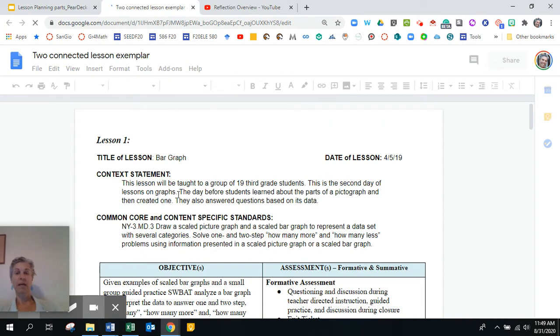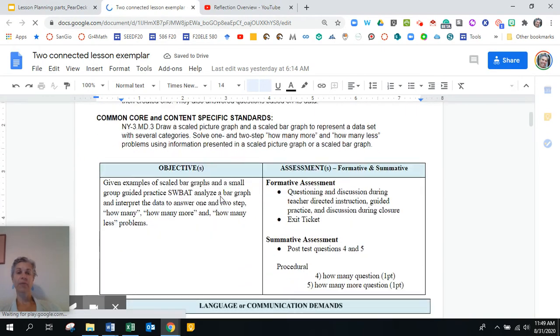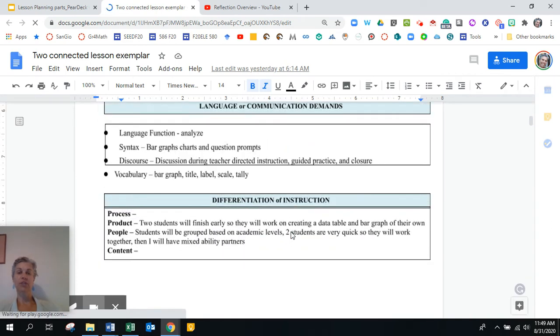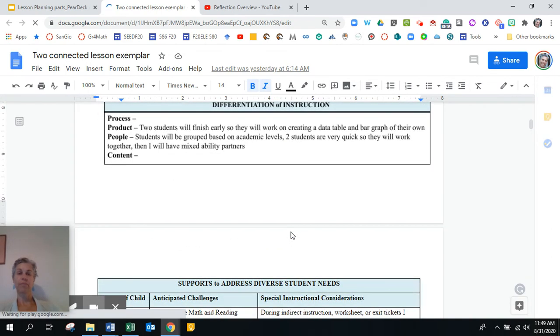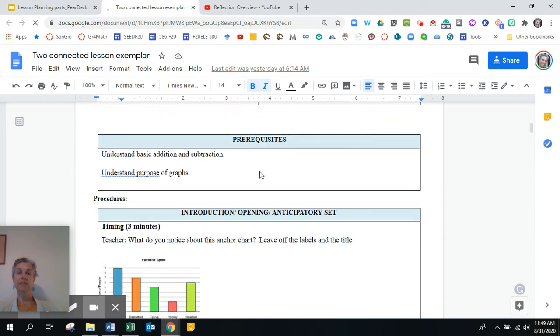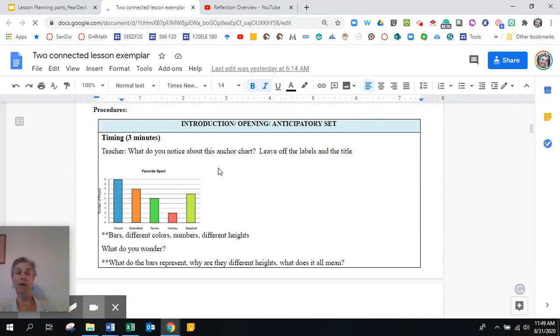So you can see a context statement is just sort of an overview about the different class that you're teaching. The exact learning standard will be there. And then here's the objective. And then right next to it is the formative and summative assessment and the different scoring that they're thinking about. Then you can see there's a language function section, differentiation. There's also a section you can have for any anticipated supports, prerequisite skills, and then you can get down to the introduction or the opening, what I'm calling the hook.